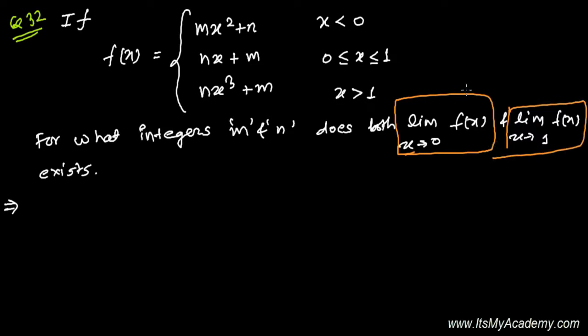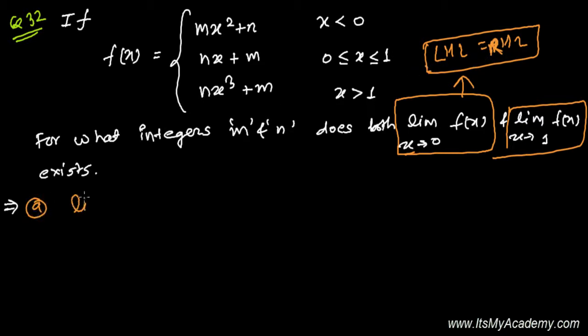For any limit to exist, as I told you, we must get left hand limit equal to right hand limit. So any time we get the satisfaction of this condition, then the limit will exist, otherwise not. So let's solve the first part: limit x tends to 0 of f of x. Whether it is going to exist or not, we're going to check. For that, let's find out the left hand limit.